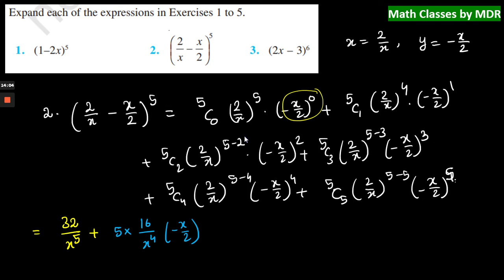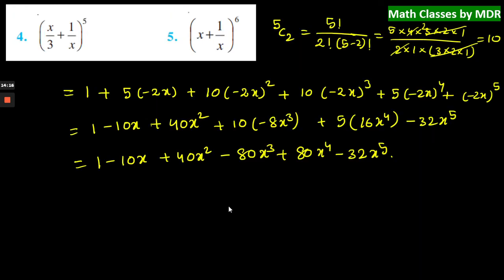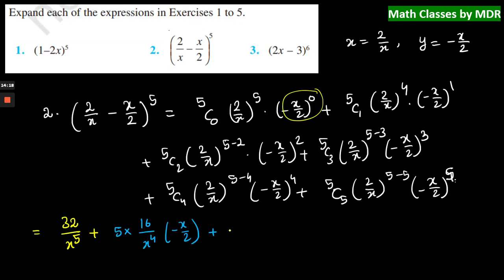Okay. Now coming to the third term. What is the third term? Taking 5C2. What is 5C2? Just now we have seen in the last problem also, 5C2 is nothing but 10. Now that is 10 into (2 by x) whole cube into (minus x by 2) whole square, that is x square by 4, plus the fourth term.